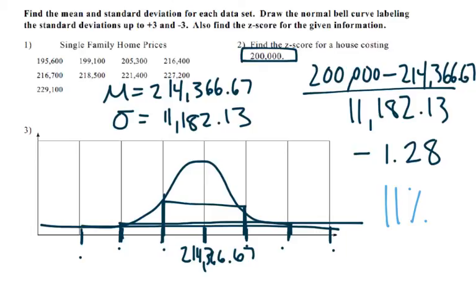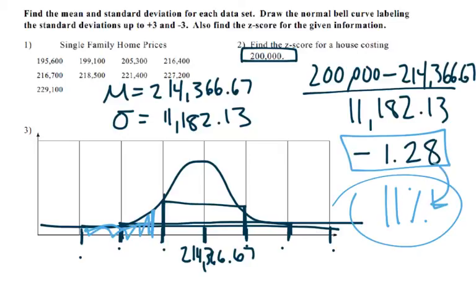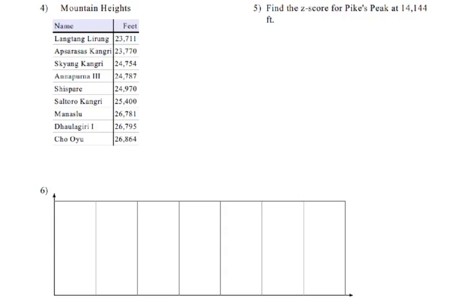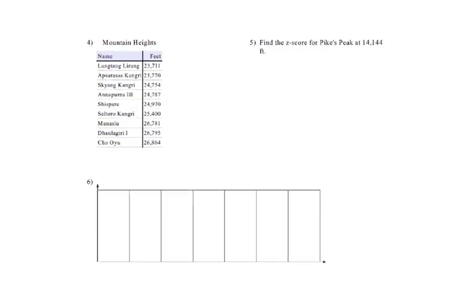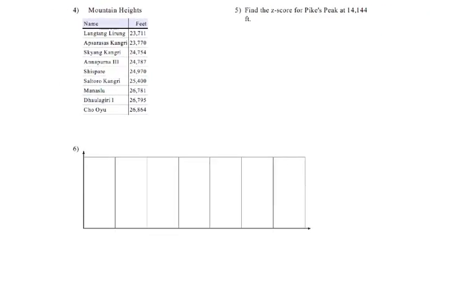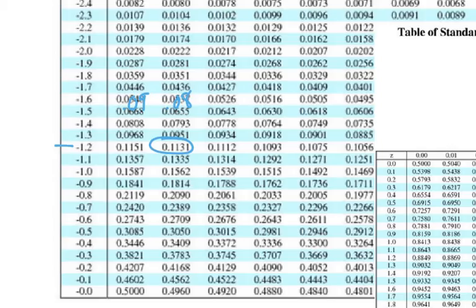Essentially ours is somewhere around here. This area under here is 11%, and that's what the percent on the z-score is. There's your z-score, and there's a percent that's connected to it. We can do that for each of the rest of these. I've probably only got time to do one more, so let's pick one with smaller numbers.